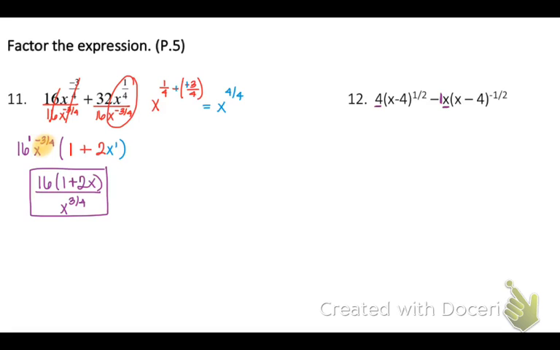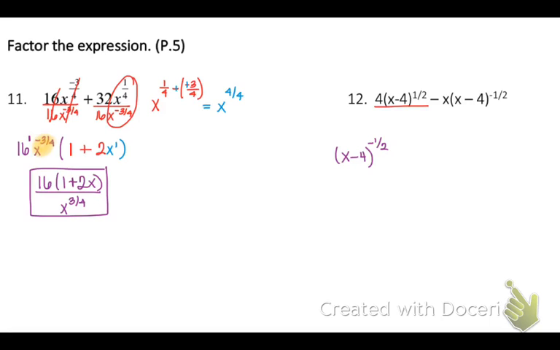I also see that I have an x in this term, but I don't have one in this term, so I can't take an x out. But they do both have x minus 4 in common. But then I need to look at the exponents and decide which one is smaller. And we know that negative 1/2 is smaller than positive 1/2. So that's going to be the GCF that we choose to take out.